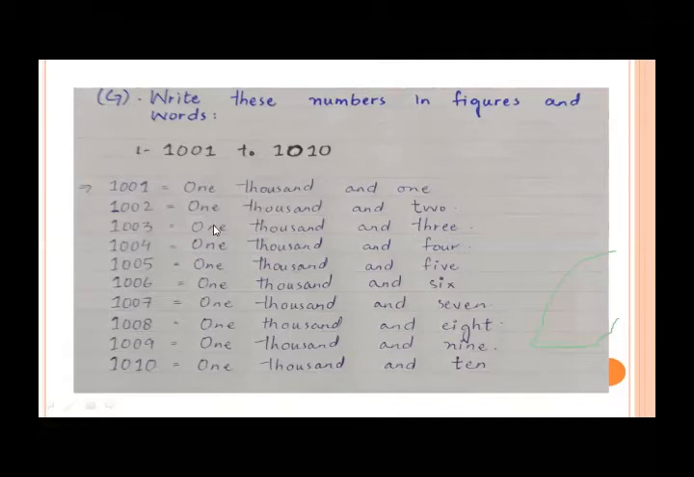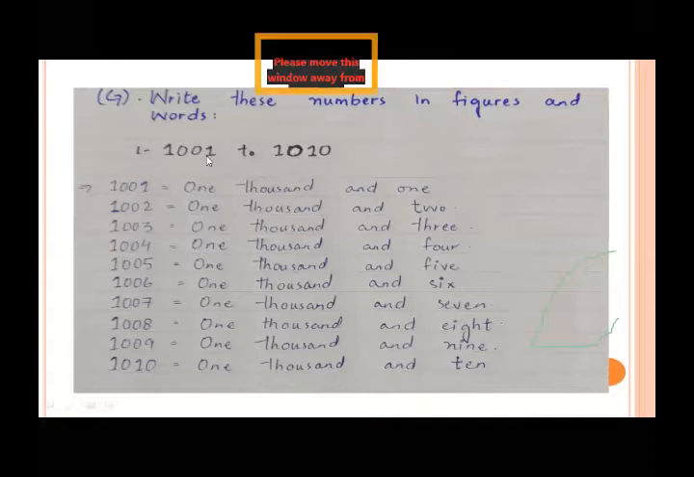Since there are only zeros in the place of hundreds and tens, you write in words in this manner: 1001 in figures and in words, then 1002, 1003, 1004, 1005, 1006, 7, 8, 9, 10. In this way you will solve this question. First of all, starting from the first number till the last number, you will write like this. They are asking 1001 to 1010.